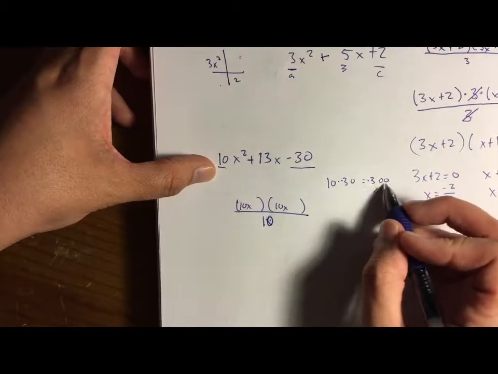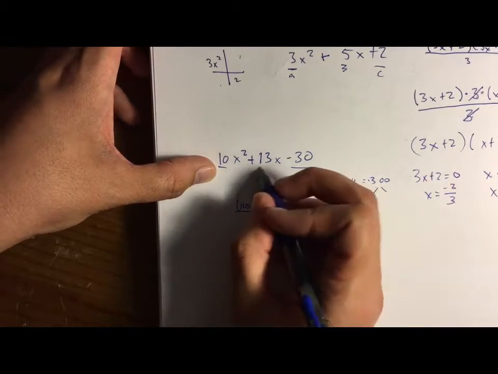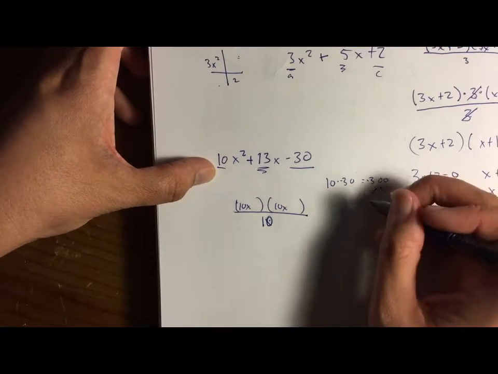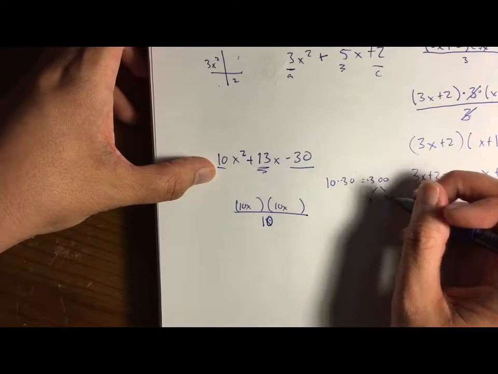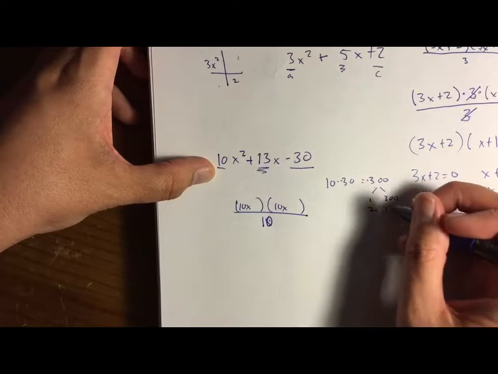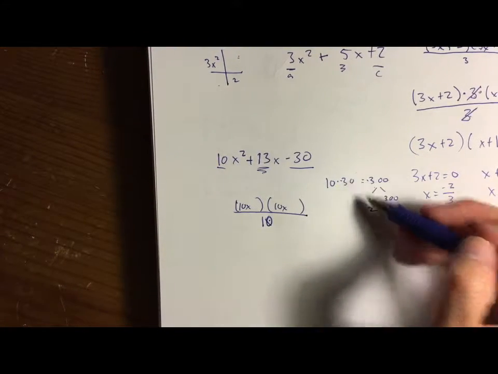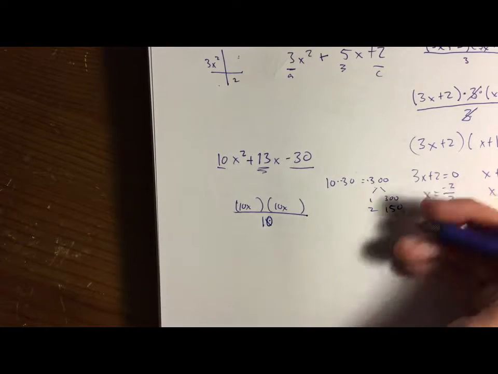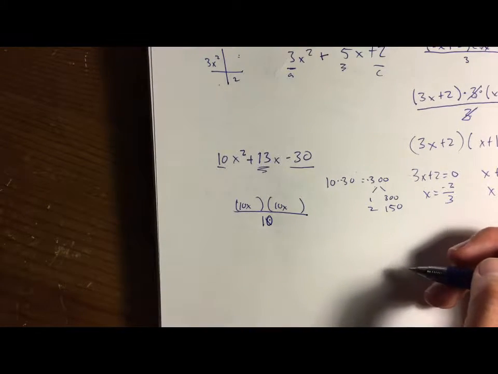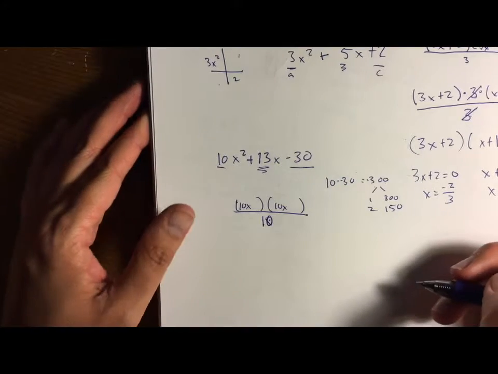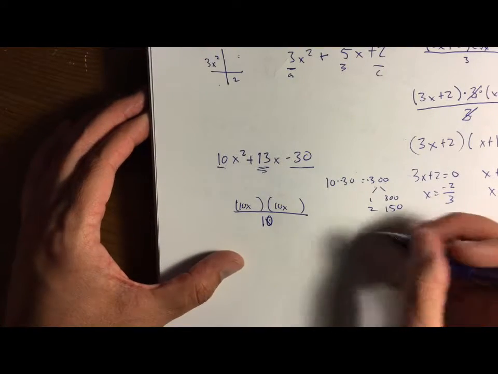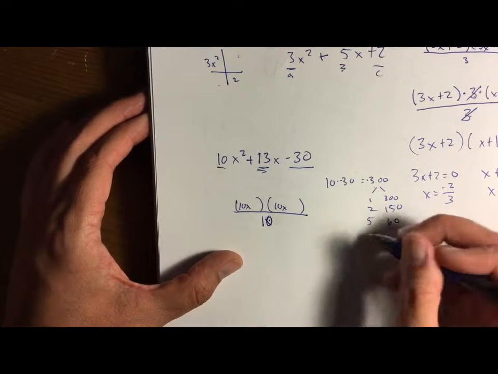So now I need to figure out what factors of 300 will add up to 13. My factors are 1 and 300. This could go on for a while. 2 and 150, that sucks. We know 10 and 30 are up there, but they're not going to add to 13, so that's no good. What else can we divide 300 by? How about 5 and 60? That's not going to work.